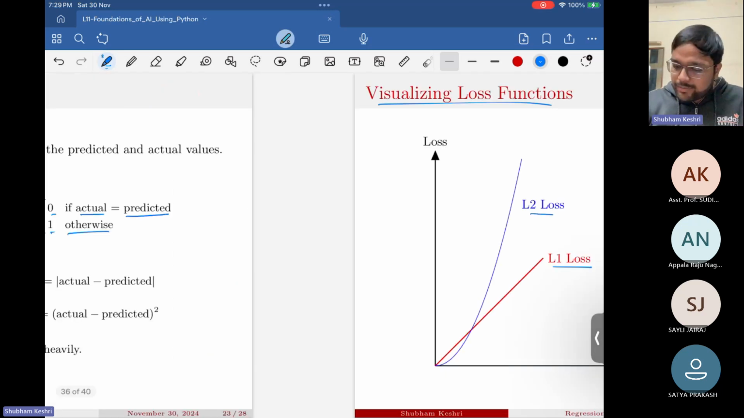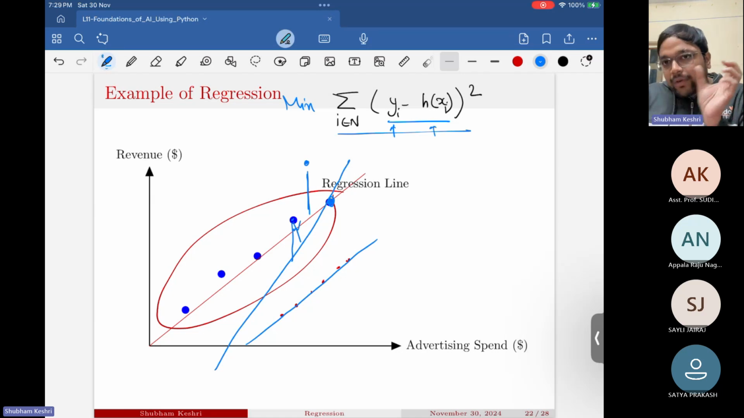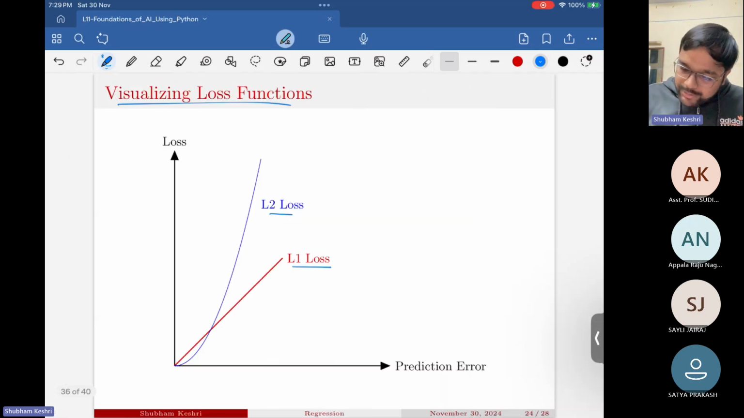It increases linearly. L2 loss penalizes the points which are far away. What I mean is, if the error is large for a point, it tries to penalize it more because it is doing a square. So the higher the distance from the actual, the higher the penalty. 2 square is 4, 3 square is 9, 4 square is 16, 5 square is 25. Therefore it grows as a parabola, a quadratic function, right? This is a linear function.